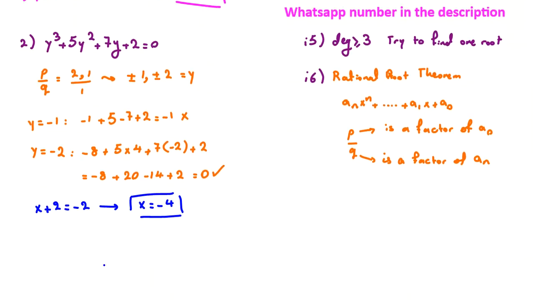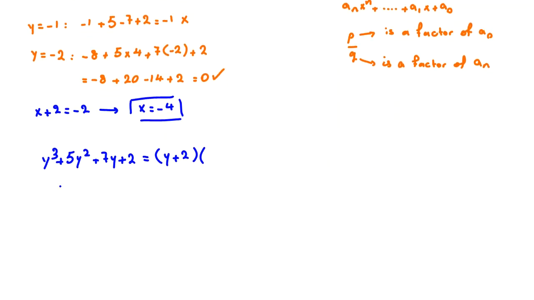Now let's factorize. We know y cubed plus 5y squared plus 7y plus 2 is the main equation here. When y equals negative 2 is one root, you can say one factor is y plus 2. Now let's figure out the second factor. I want to create y cubed, so I place y squared here. We have y cubed plus 2y squared. But I need to reach 5y squared, so I need 3y squared. So 3y. Then you have 3y squared plus 6y.